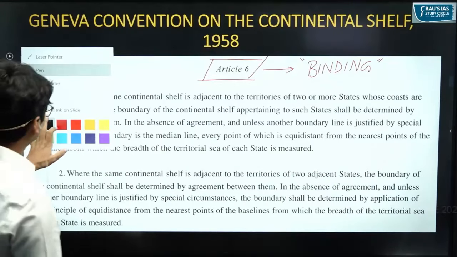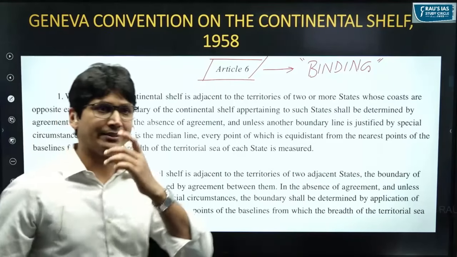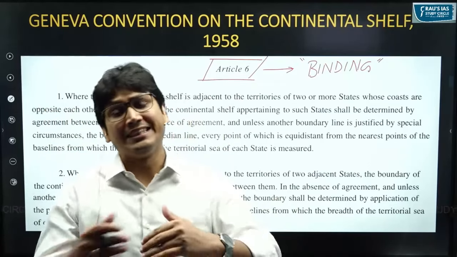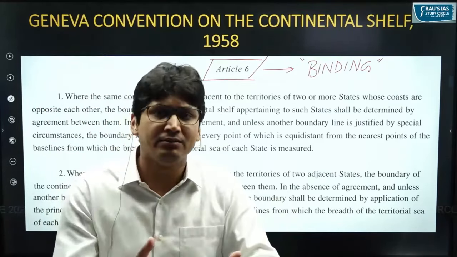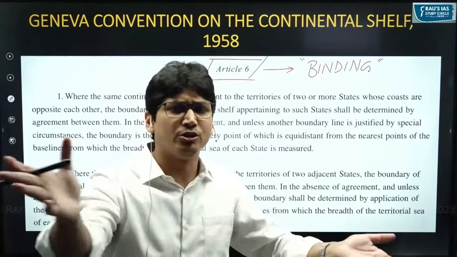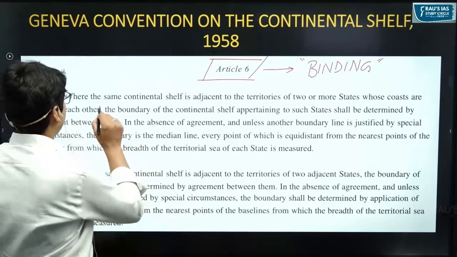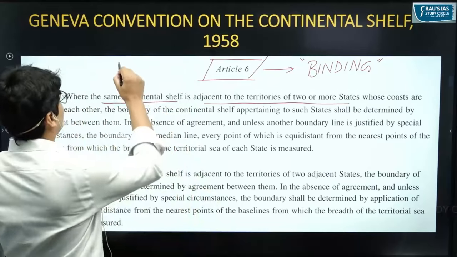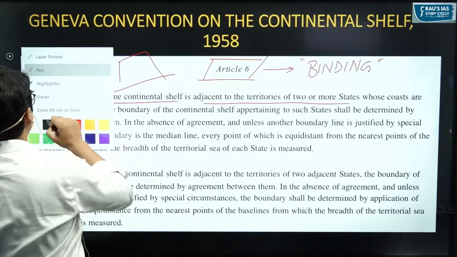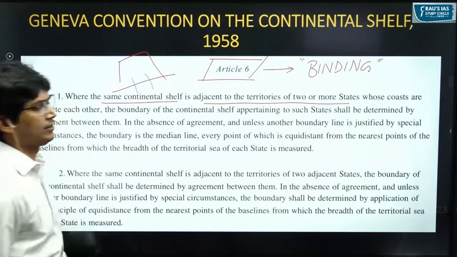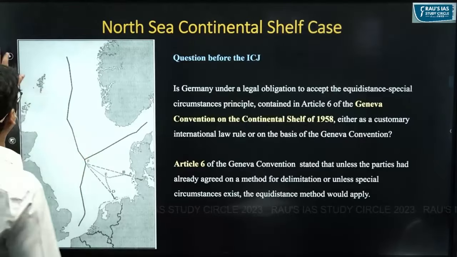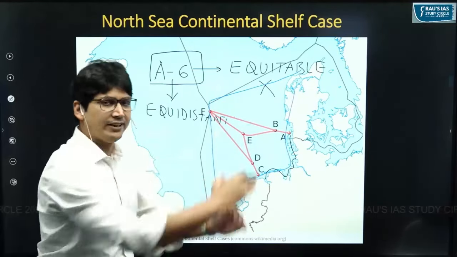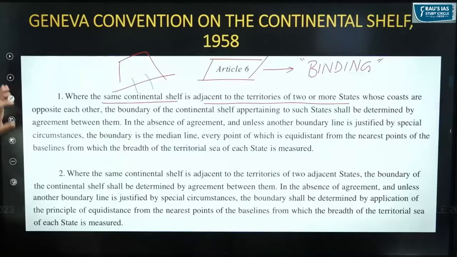So let's go through Article 6 first. What exactly does it say? Does it say that the equidistant principle has to be followed, or does it say that it can be done after an agreement has been reached or not? Let's see. It says that where the same continental shelf is adjacent to the territories of two or more states. Same continental shelf, but having two different sovereign territories or sovereign boundaries.